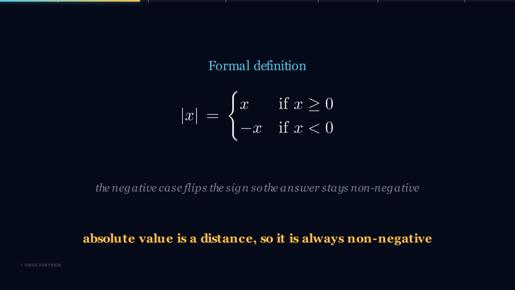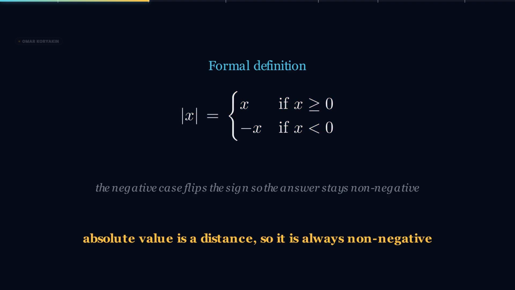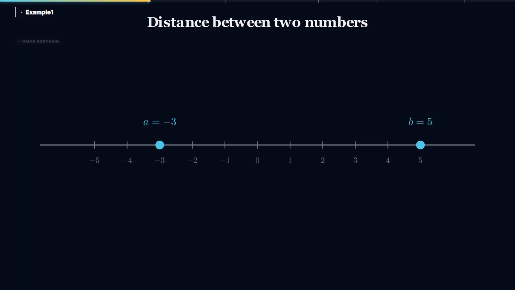The single most important takeaway from this scene: absolute value is a distance, so it is always non-negative. Whether the input is positive, negative, or 0, the absolute value comes out as 0 or larger. This non-negative property drives every other rule about absolute value, including the two-solution property, when we solve absolute value equations later in this lesson.